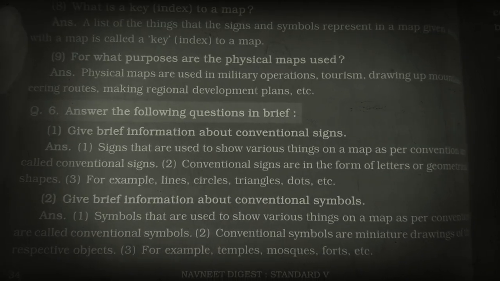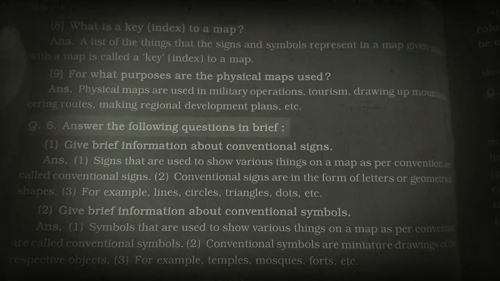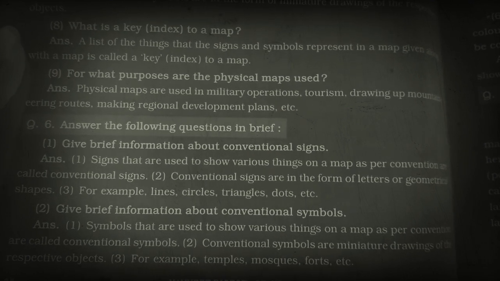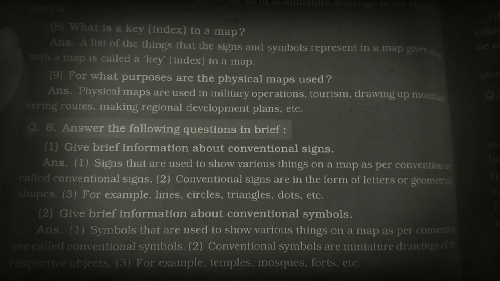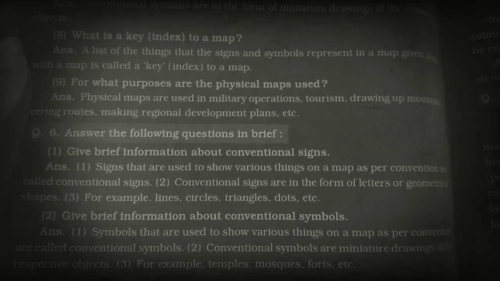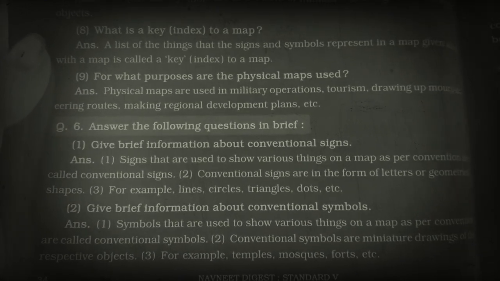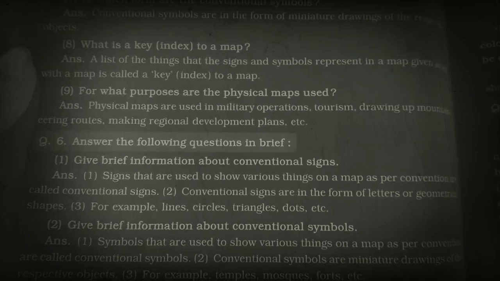Next question, give brief information about conventional symbol. So the answer is, symbols that are used to show various things on the map as per convention are called conventional symbol. Second point, conventional symbols are miniature drawing of the respective object. For example, temple, mosque, fort, etc.